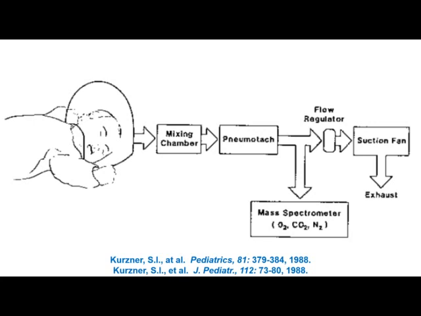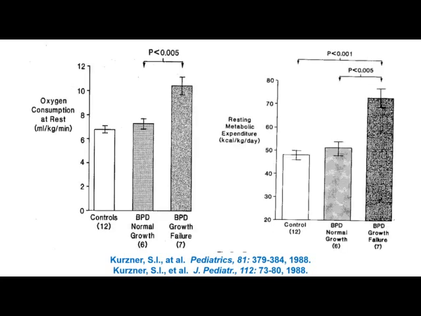We drew gas out. There was a mixing chamber. There was a pneumotach to accurately measure flow. We had a mass spectrometer to measure O2, CO2, and nitrogen concentrations. There was a suction fan to generate this flow. And here's what they found.